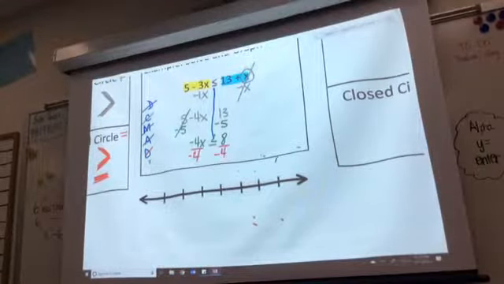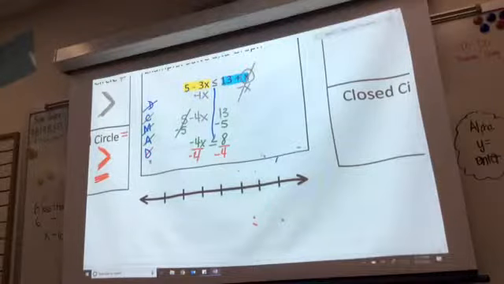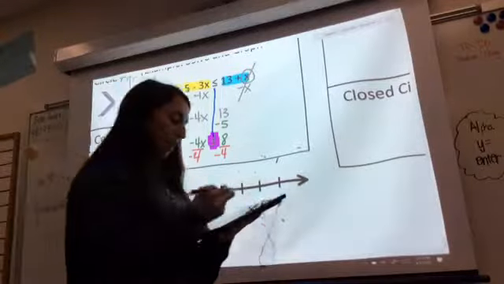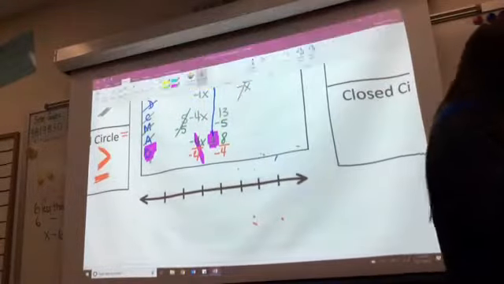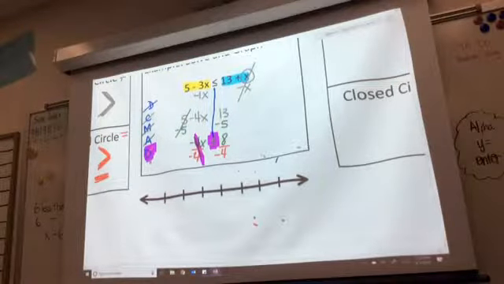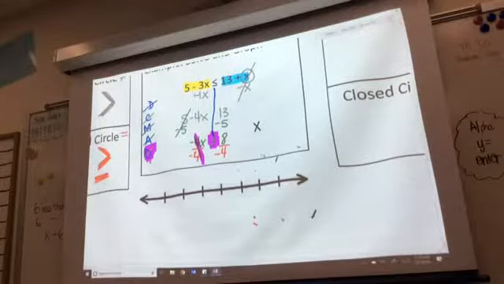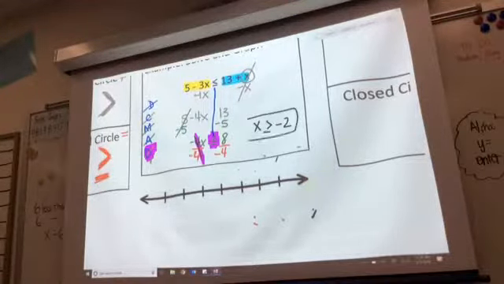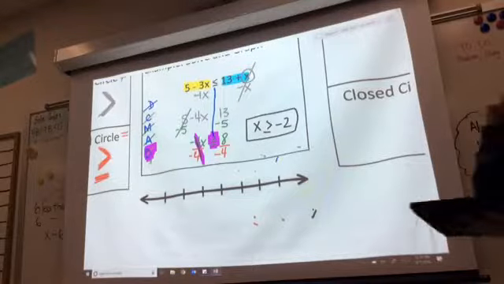You're dividing by a negative number, so your siren should be going off. Because what do I have to do with that sign? Flip it. My 4's canceled, and I'm left with x. Would you agree? But instead of less than or equal to, it flips to be greater than or equal to. And what's 8 divided by negative 4? 2. Be careful. Negative 2.